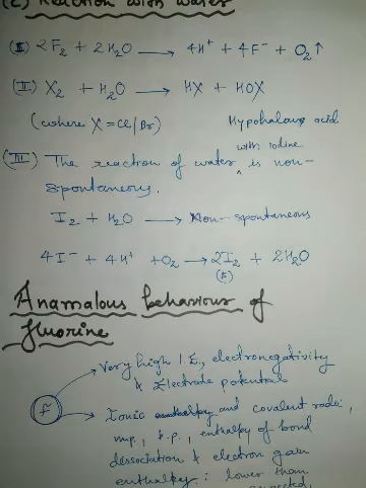Now if we talk about the oxidation of halide ions, halide ions can actually oxidize each other. For example, fluorine being the most electronegative element, can oxidize chloride, bromide and iodide ions, and chlorine can oxidize bromide and iodide ions, and bromine can oxidize iodide ions.